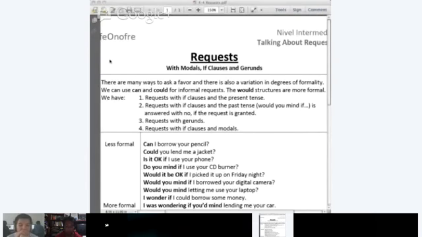So we'll talk a little bit more about what those grammar terms mean. Below it says there are many ways to ask, depending on formality. We can use can and could for informal requests. The would structures are more formal. So then we have 4 kinds of requests we can make. Number 1 is requests with if clauses and the present tense. 2 is requests with if clauses and the past tense, like would you mind if. If that's answered with no, then the request is granted.